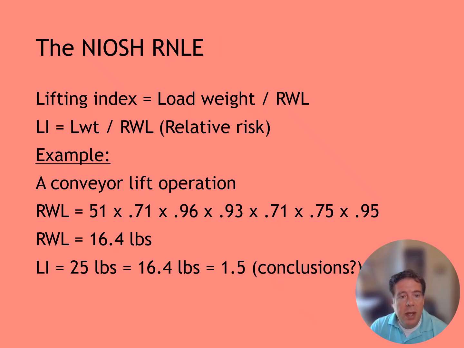So, an example here: if we take the 51 load constant times what the modifiers give us, it is 16.4 pounds for the recommended weight limit. What we're actually lifting is 25 pounds. So the 25 divided by the 16.5 gives us 1.5. This is probably a very mild risk value, just depending on the person. You can make that judgment call.